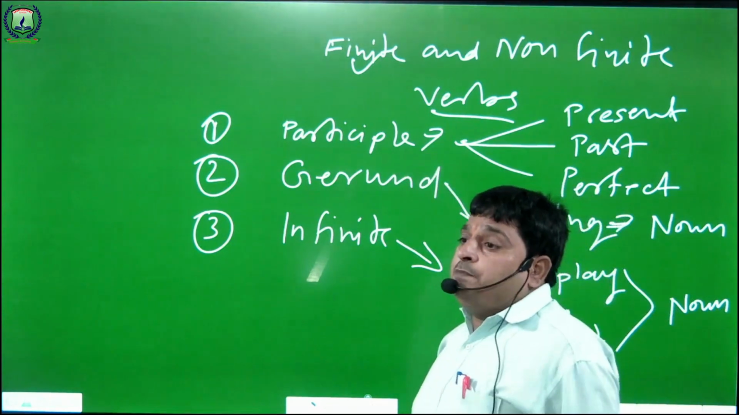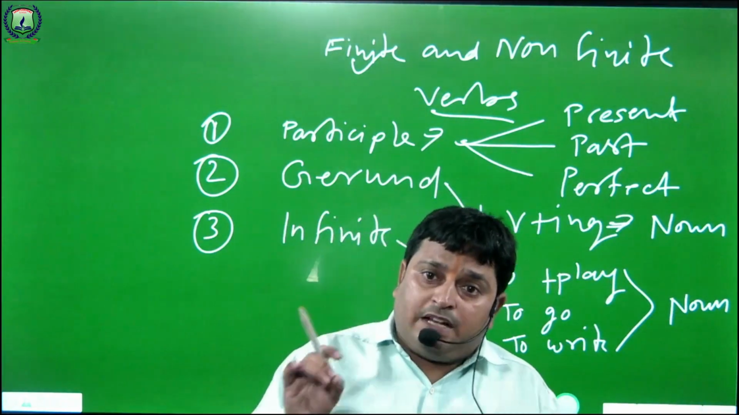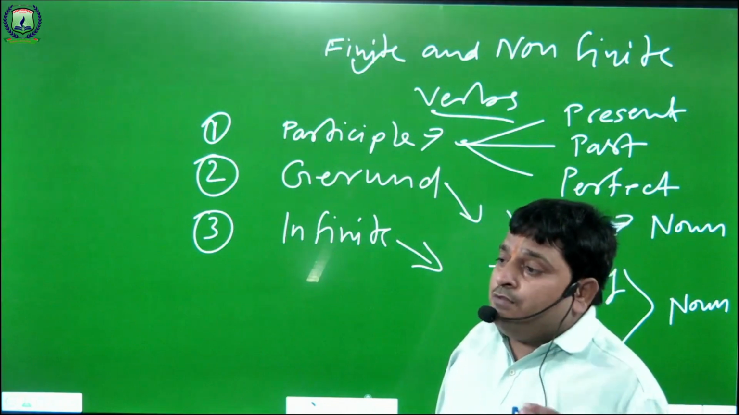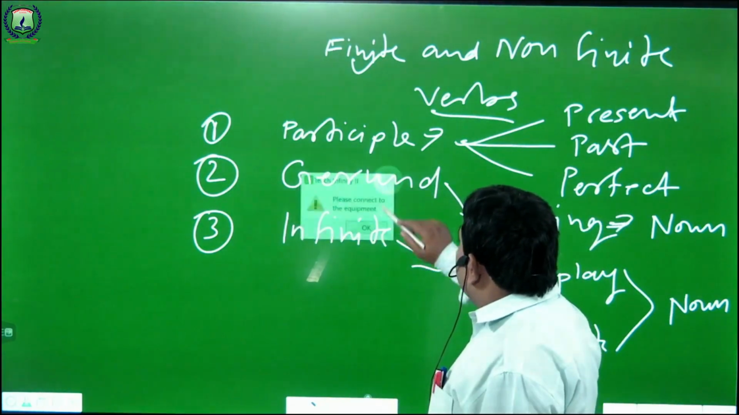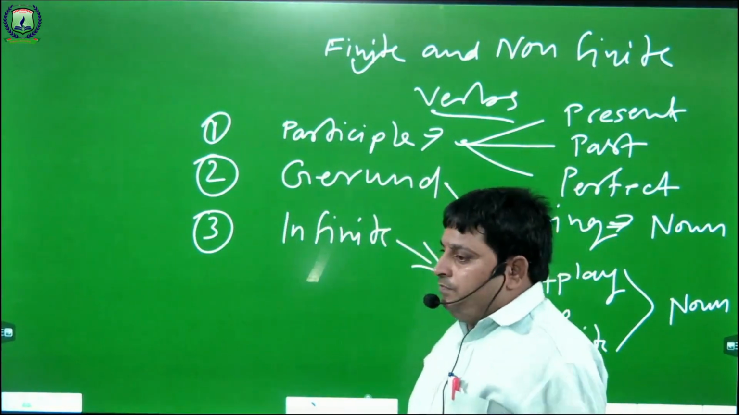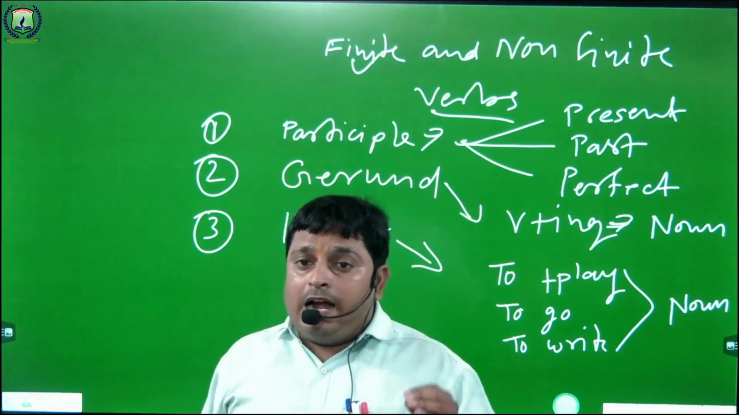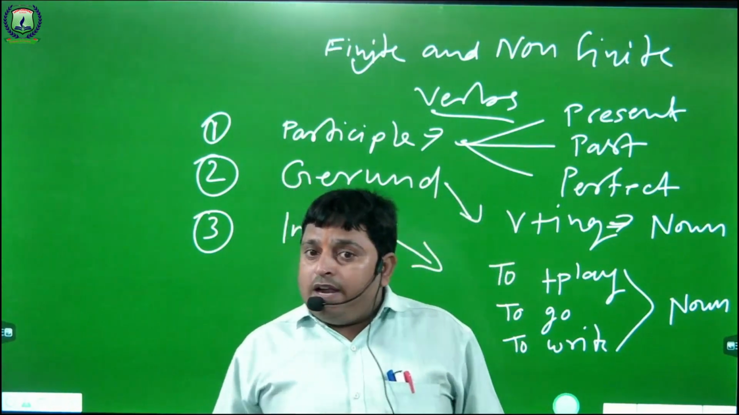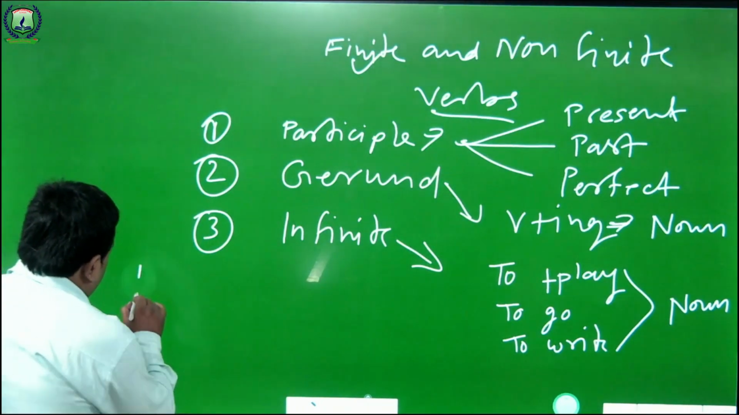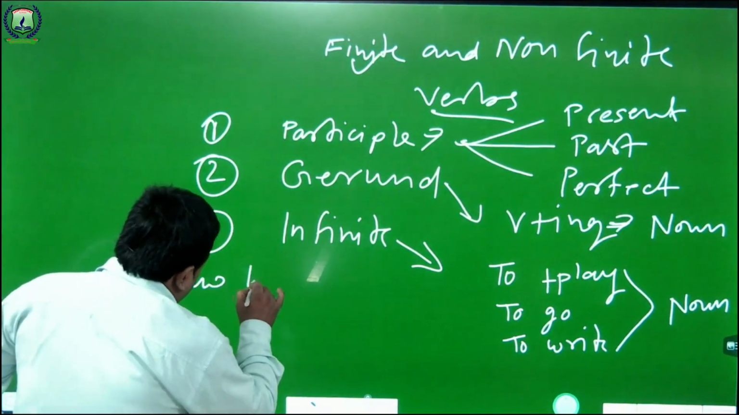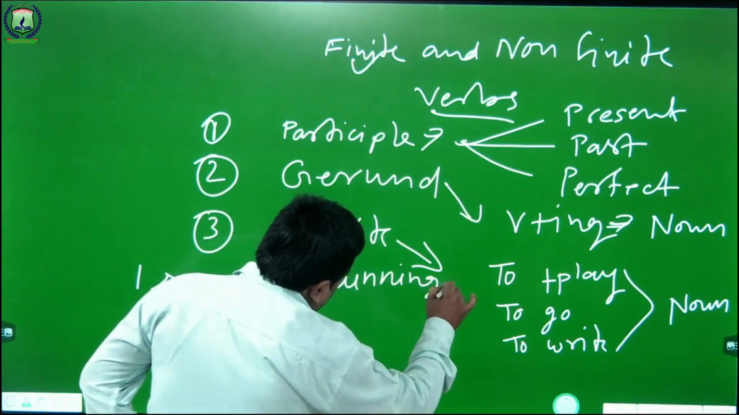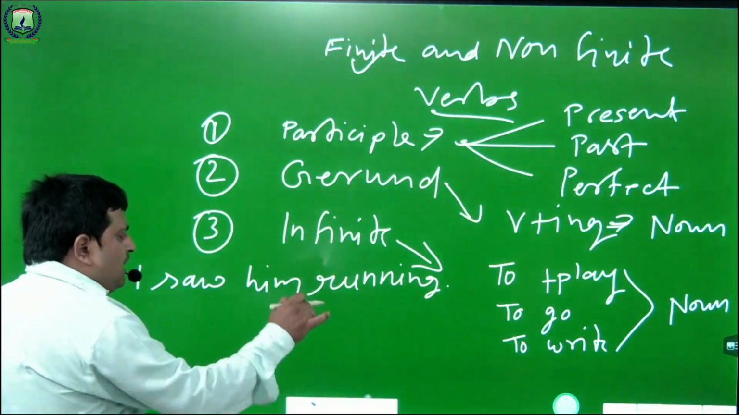And participle, what is participle? When the verb gives the sense of both, it means adjective as well as verb, so it is known as participle. When the verb gives both senses, adjective as well as verb, it is known as participle. Okay? For example, I saw him running.